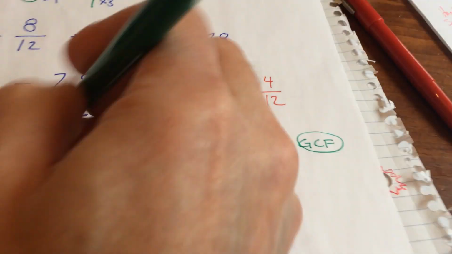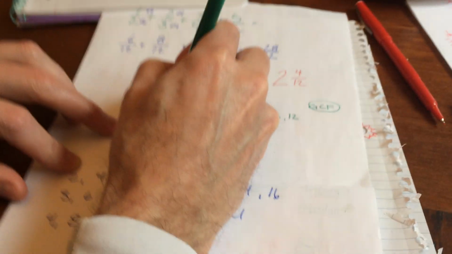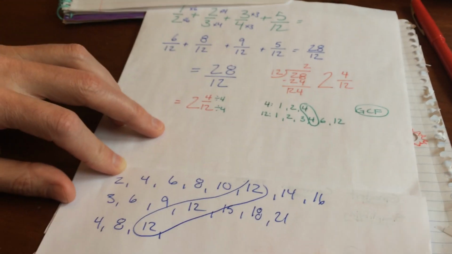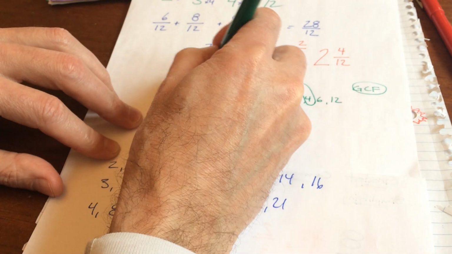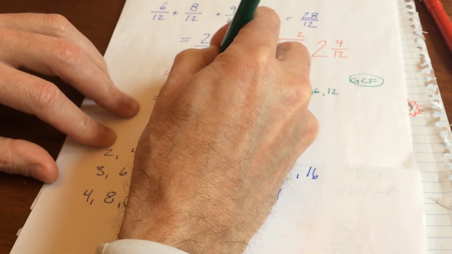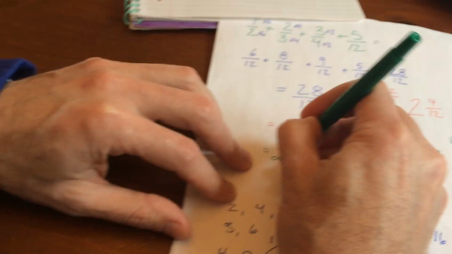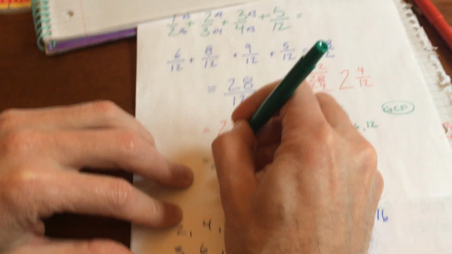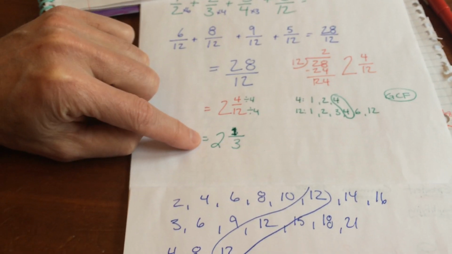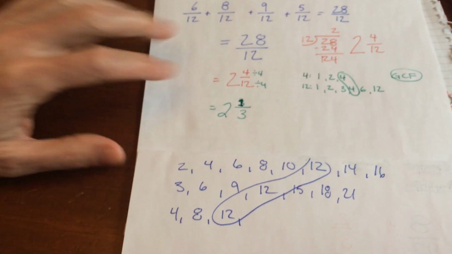So if I divide the top and the bottom by 4, I'll get my new answer, which is 2. 4 divided by 4 is 1. 12 divided by 4 is 3. So our answer is 2 and 1/3. If I add up all of these, I end up with 2 and 1/3.